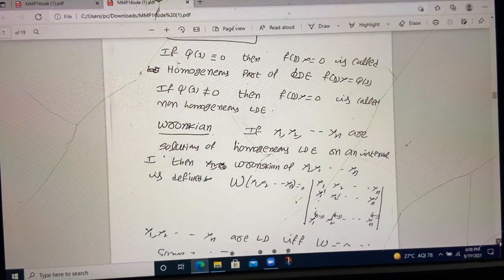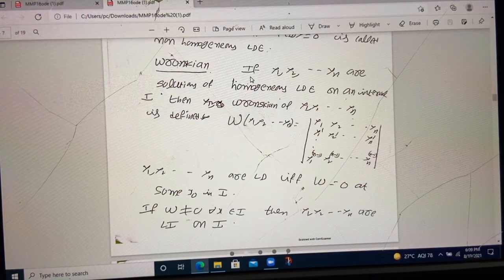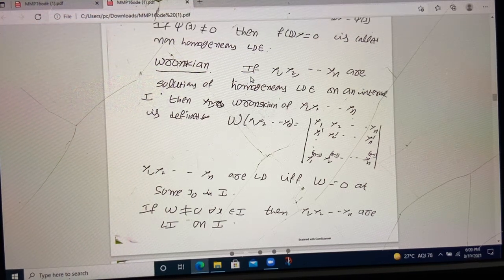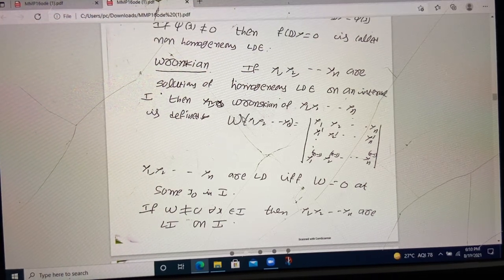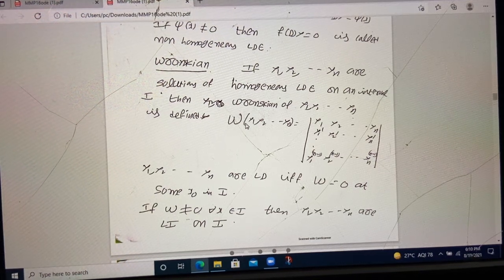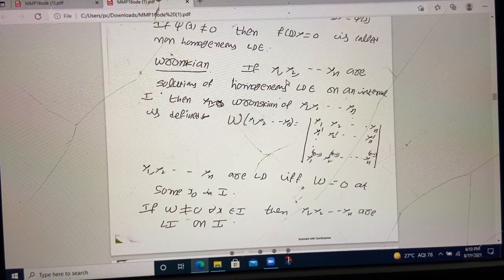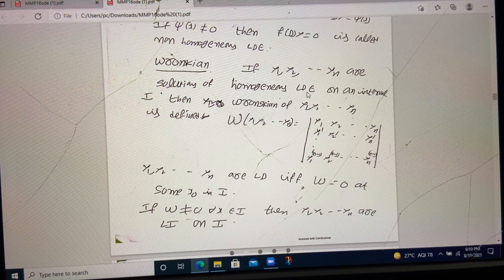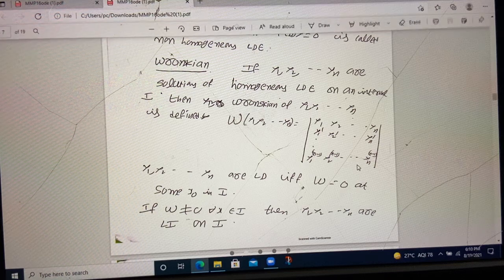So let us see what the Wronskian is. We are getting questions based on this. What is the application? We require this concept for getting the general solution. If y1, y2, ..., yn are solutions of a homogeneous linear differential equation on any interval defined by this, then the Wronskian is defined by this. What is the meaning?